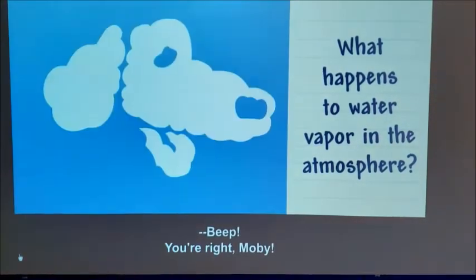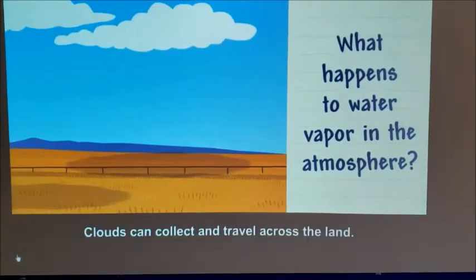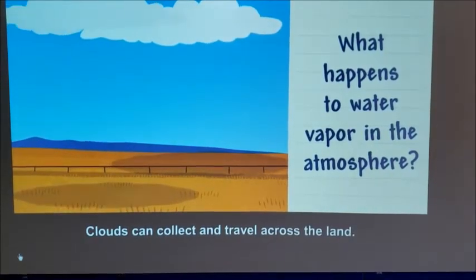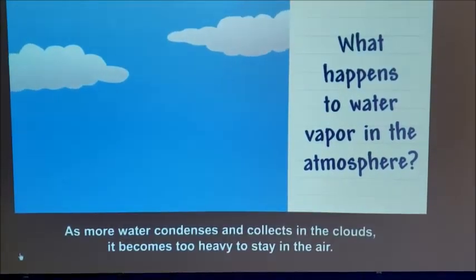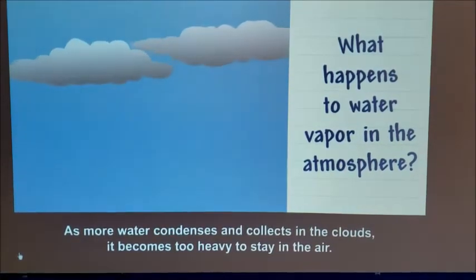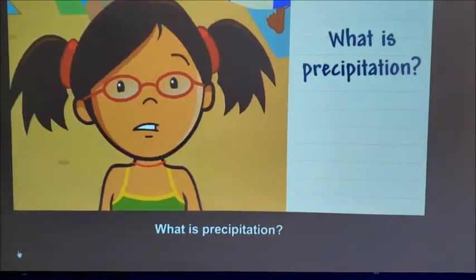You're right, Moby. That cloud looks like Senor Maurice. Clouds can collect and travel across the land. As more water condenses and collects in the clouds, it becomes too heavy to stay in the air. What is precipitation?